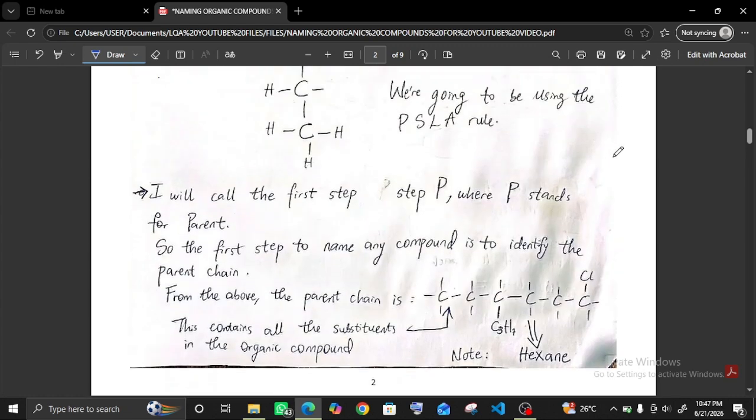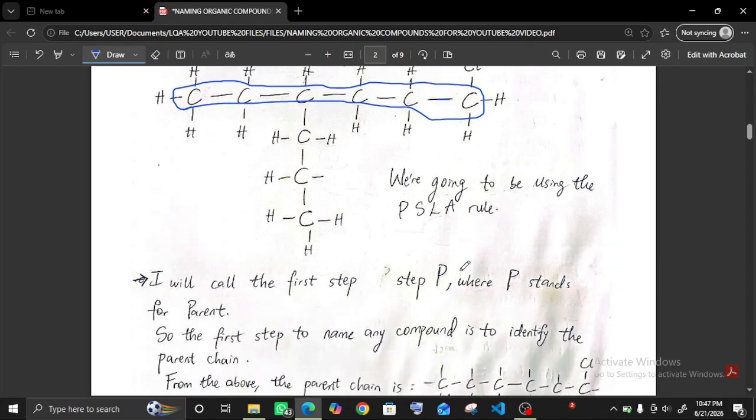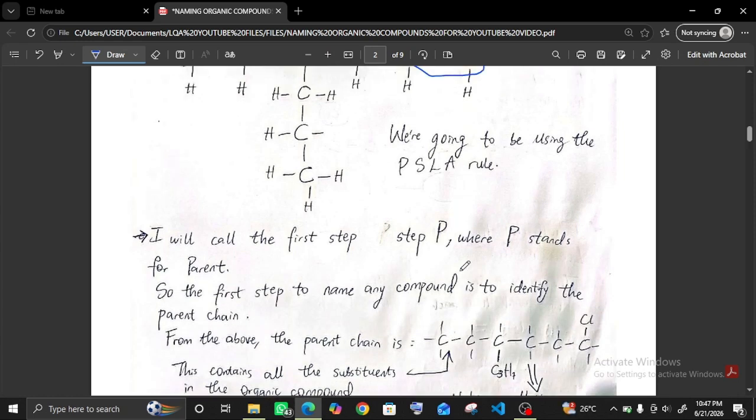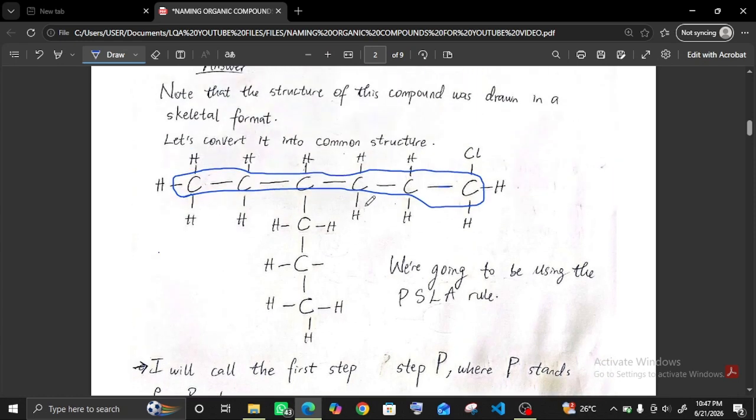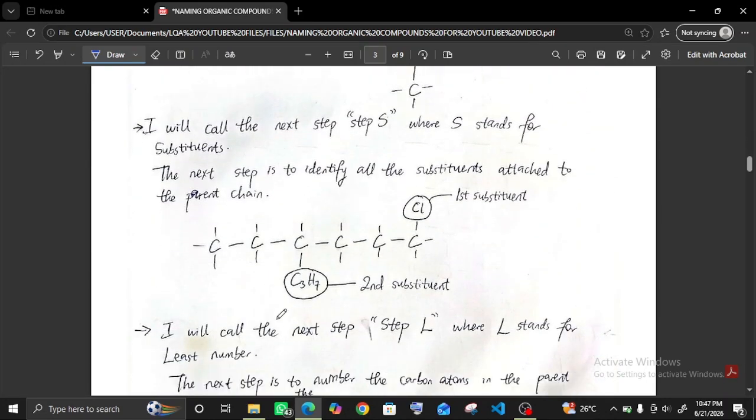In what you can see above, this is an alkane. So an alkane functional group is just a single bond, and this is a single bond. So there is no special functional group for alkanes. After identifying the parent chain, which is this, we identify the substituents. That's what S stands for. We identify the substituents, which are this and this.